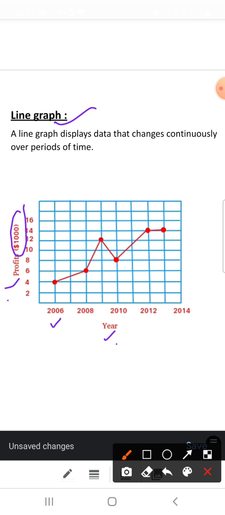$4000 profit. In 2008 $6000. In 2010 it's $8000. In 2012 it's $14000. In 2014 it's $14000 again. So this is the way to represent the data in a line graph.